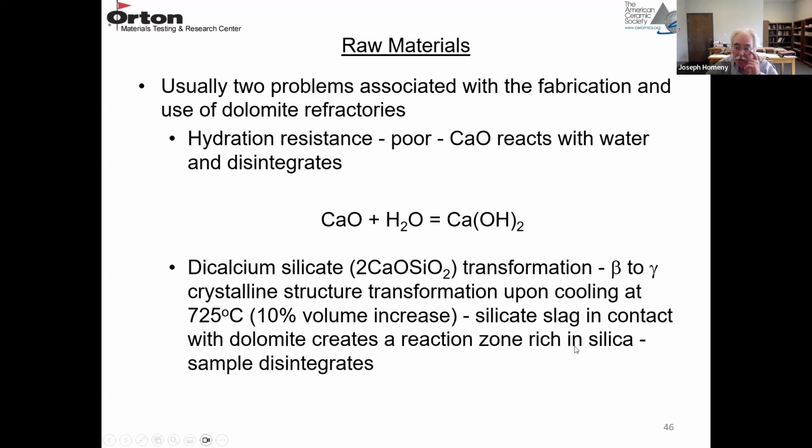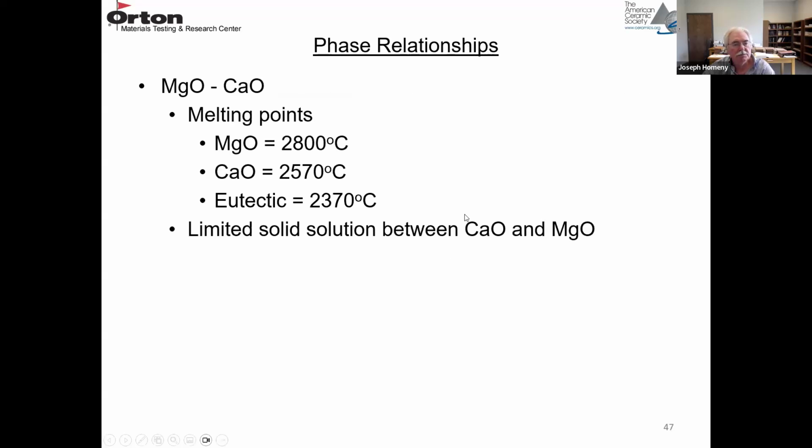But if you're using it in a furnace and there's a silicate slag present, the silica is diffusing into the refractory, creating a hot phase reaction zone that's rich in silica. It's going to form this dicalcium silicate. So if you have a furnace where the operation is involving heating and cooling, if you cool that furnace lower than this temperature, the hot phase is going to disintegrate. So you're going to lose a section of your lining. So that's a secondary problem, but the hydration issue is the biggest problem.